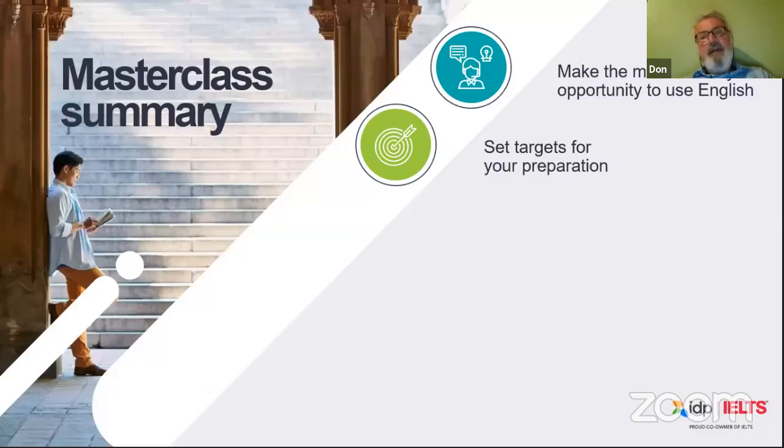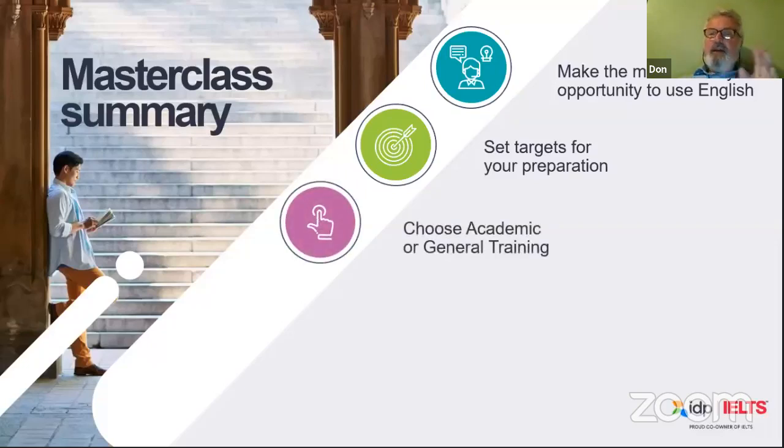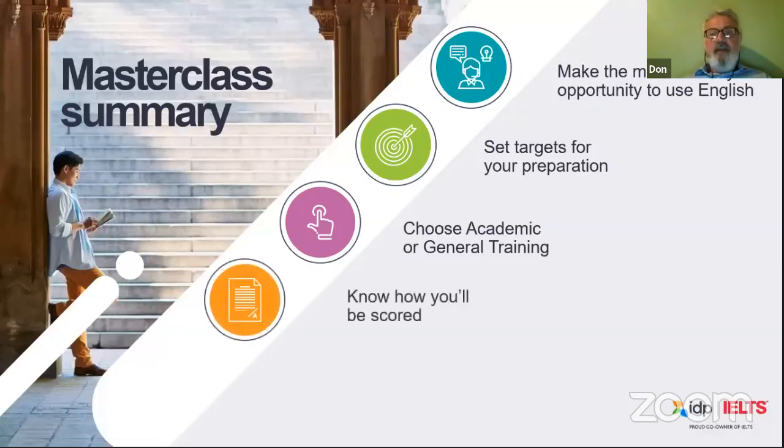Set a target. How many words am I going to learn today? How long am I going to read for today? How long am I going to speak in English for today? Do you want to do the academic? Do you want to do the general training? Do you have a choice? Ask the university. Ask the government department. Ask the professional organization and find out.